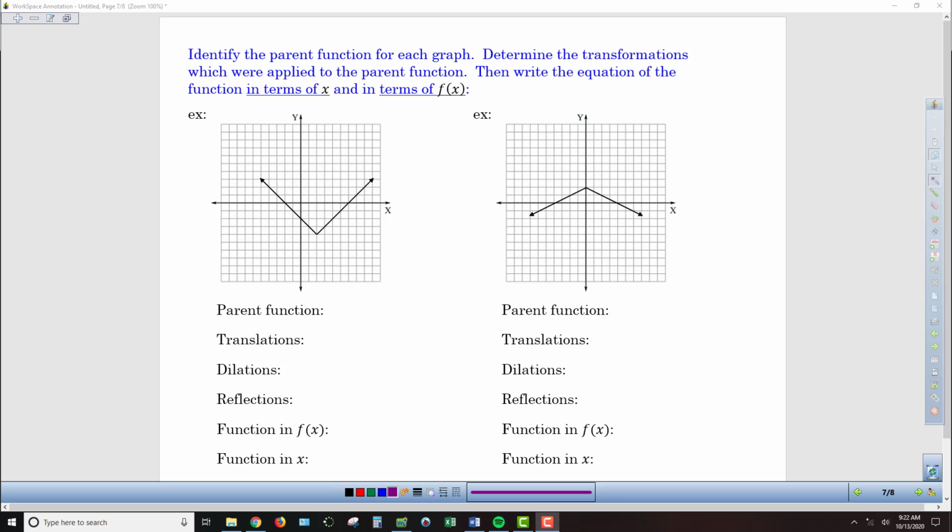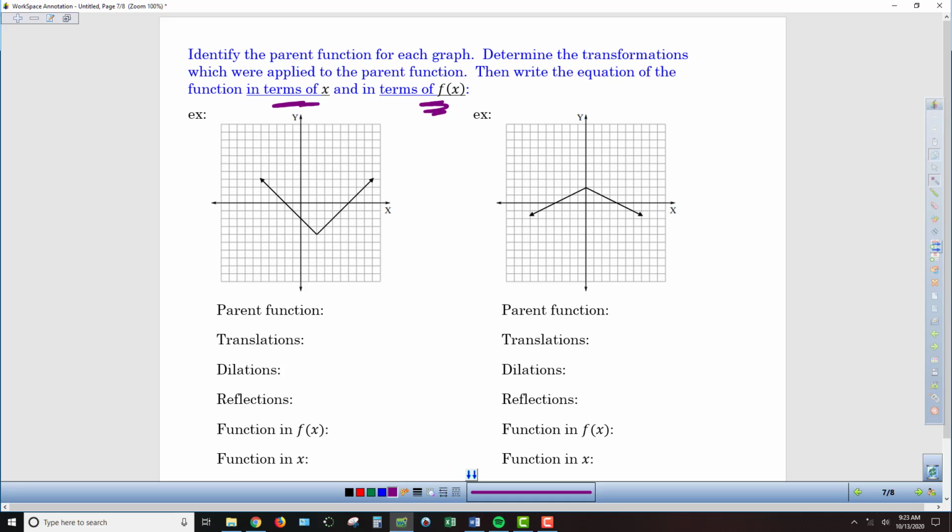So here we're asked to find the equation of a function having been given its graph and understanding the transformations from the parent graph that it's based off of. And then we want to write that function of that graph that we see in two ways. We want to write it in terms of x and in terms of f of x. And we'll talk about the difference between those in just a bit.